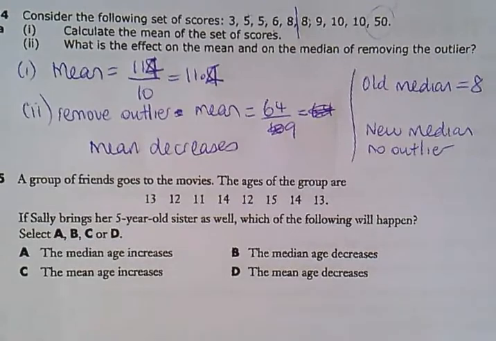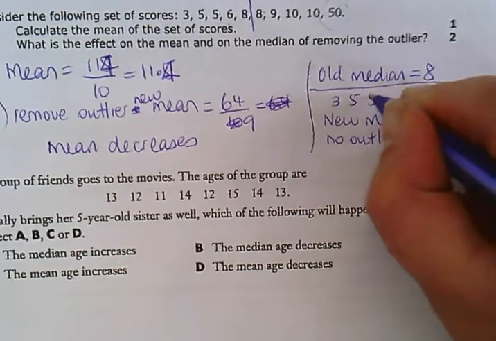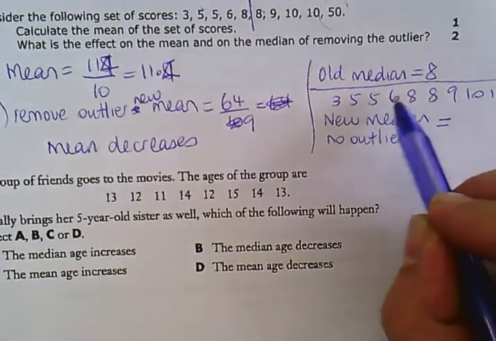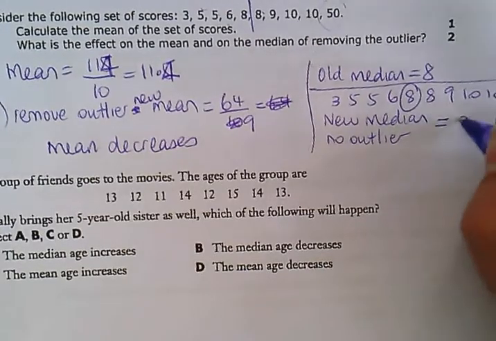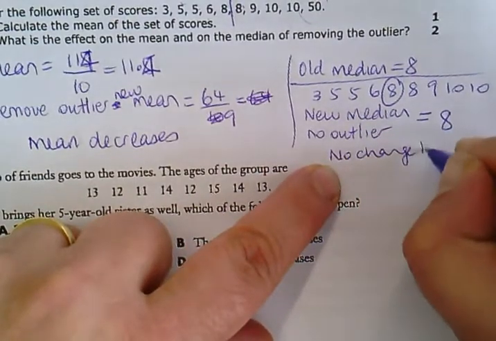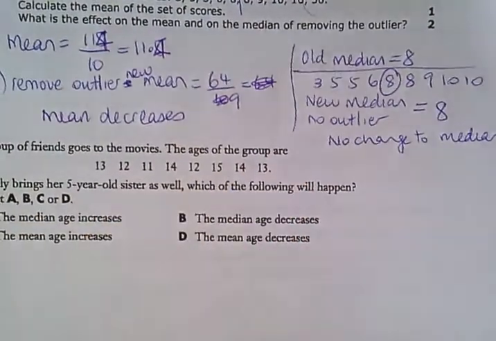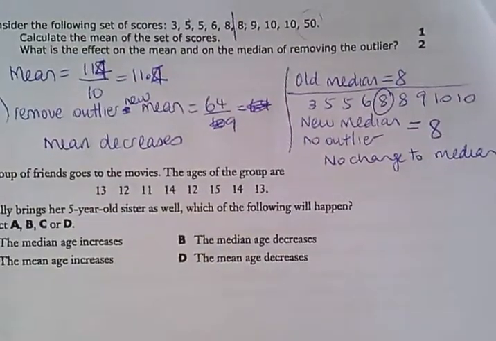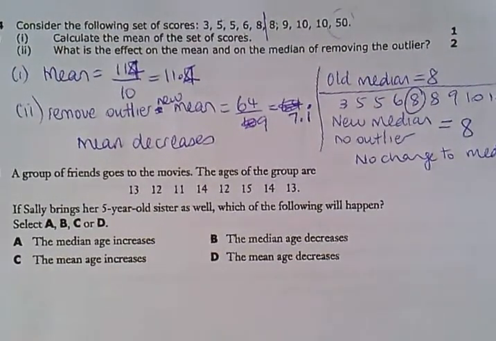So just remove outlier mean. The old median is 8. If I remove the outlier, 3, 5, 5, 6, 8, 8, 9, 10, 10. 1, 2, 3, 4, 5, 6, 7, 8, 9 scores. So I go 4, 4, and 1 in the middle. The new median is also 8. So there is no change to the median. But remember that the mean is very much affected by outliers. If you remove the outlier, the new mean is 7.1 recurring.